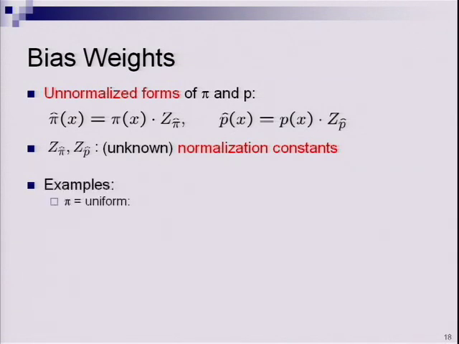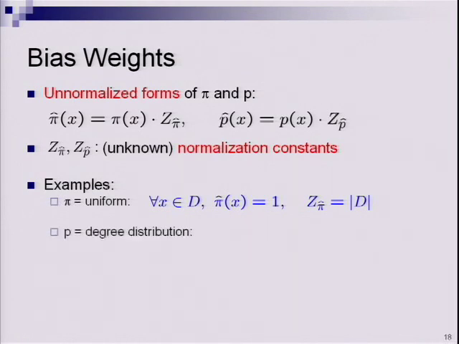To make this definition more concrete, let's consider an example. For example, suppose pi is the uniform distribution, like in our case. So the simplest unnormalized form of pi is the following. For each x, we assign the value 1, constant. It's always 1. And note that indeed, pi hat of x equals pi of x times the normalization constant. Pi of x is 1 over the size of D, times the normalization constant, size of D. So in this case, the normalization constant is the size of D, and the unnormalized form is the constant function 1. What about the degree distribution?